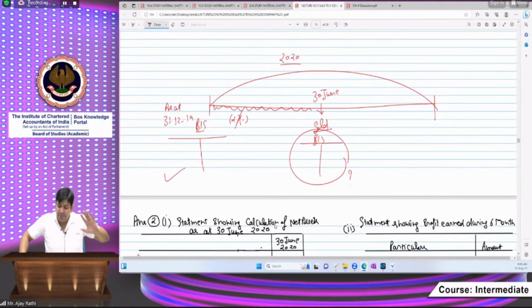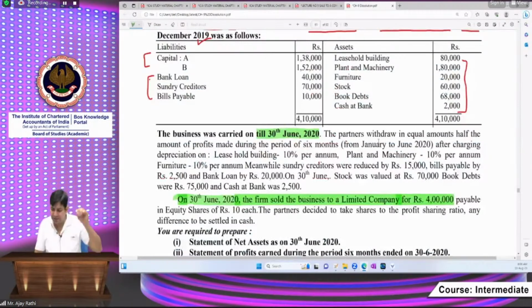So I am starting with this from 1st Jan 2020, or 31st December 2019. Okay, let's start. These are the transactions which have been given regarding 6 months. After this, we can find out the balance sheet as at 30th June 2020. So I am starting, beta.